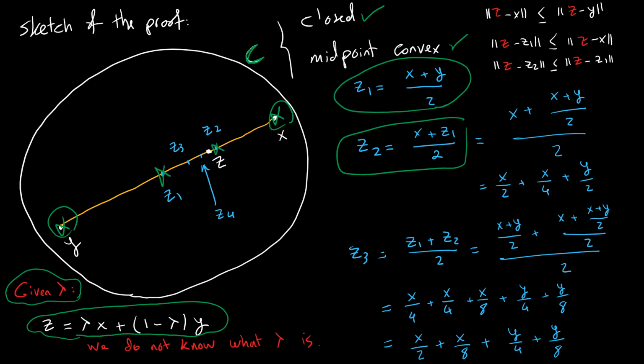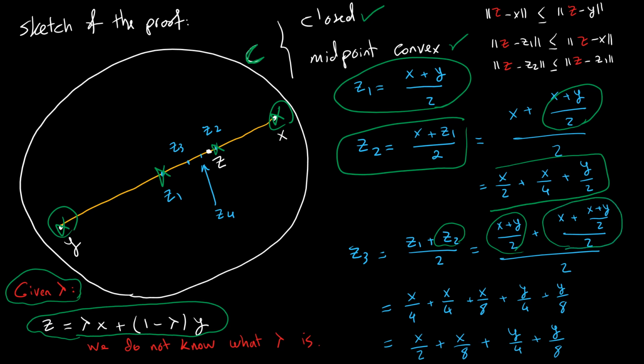But here, z1 was x plus y over 2, and if you expand that out, you're going to get x over 2 plus x over 4 plus y over 2. Now we need to do this process again by checking if z is closer to z1 or z2. In this case it is closer to z2, therefore I am going to add z2, not x, to z1.